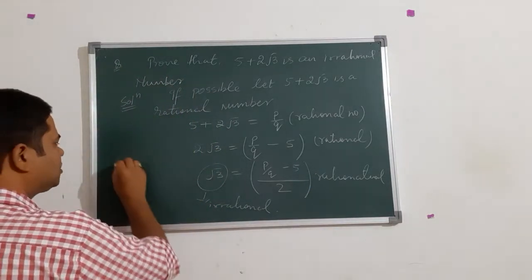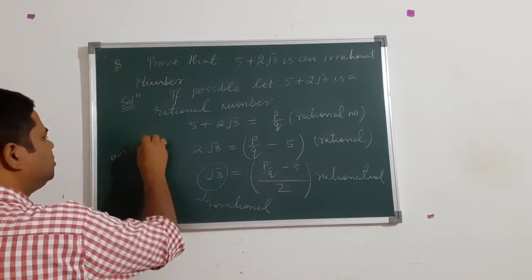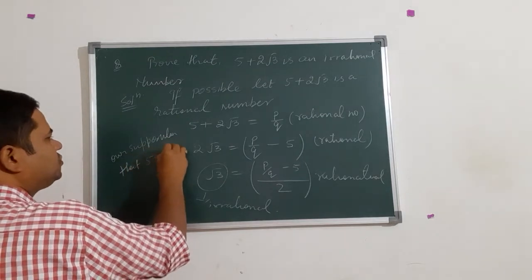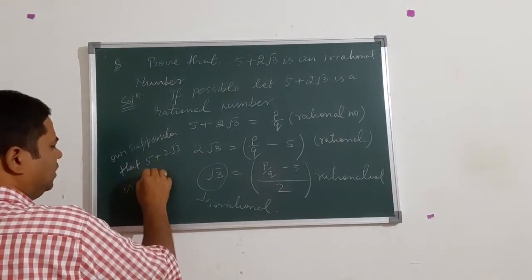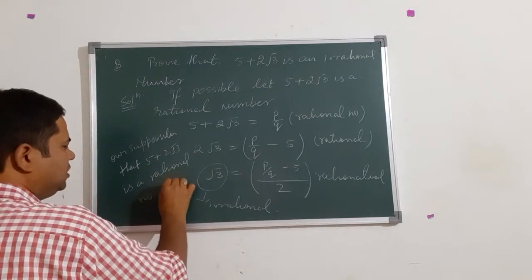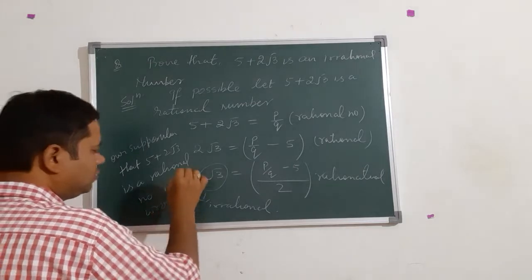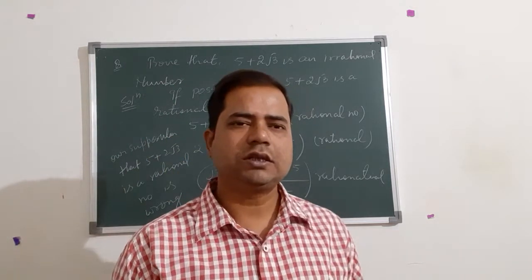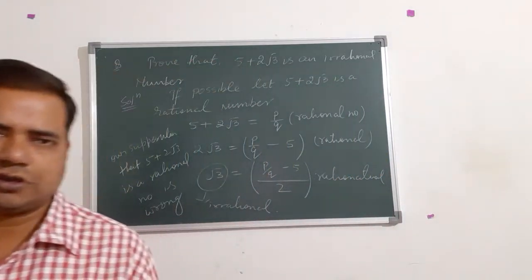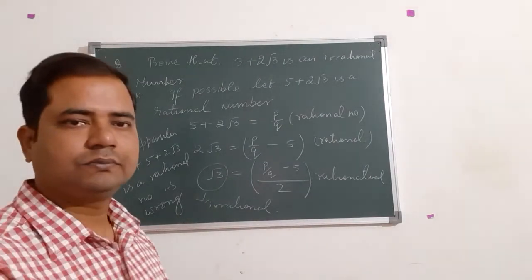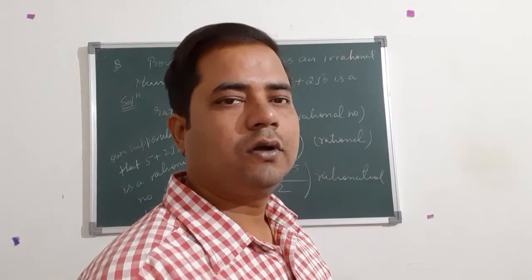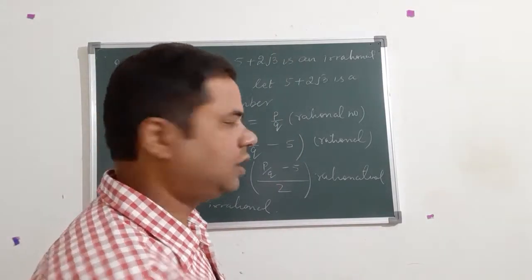So our supposition that 5 plus 2 root 3 is a rational number is wrong. So what is true? 5 plus 2 root 3 is an irrational number. Okay, so note it down and then after we shall discuss some more questions. Maybe you completed this one.